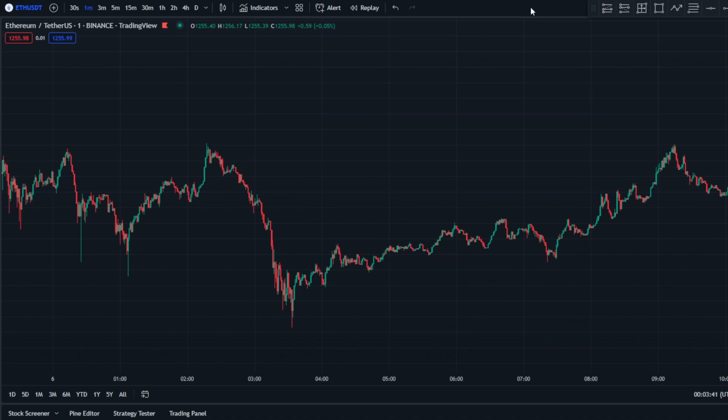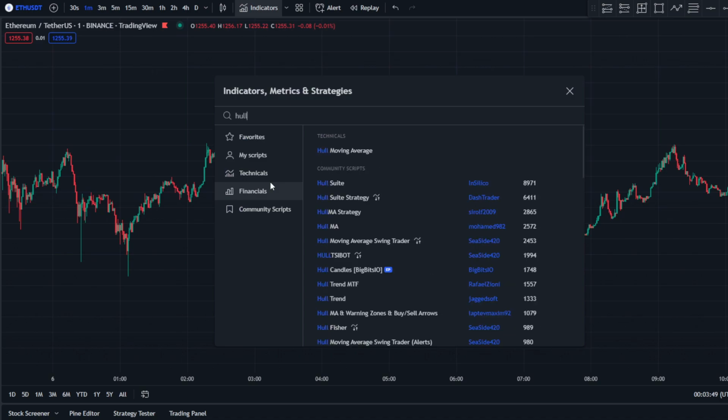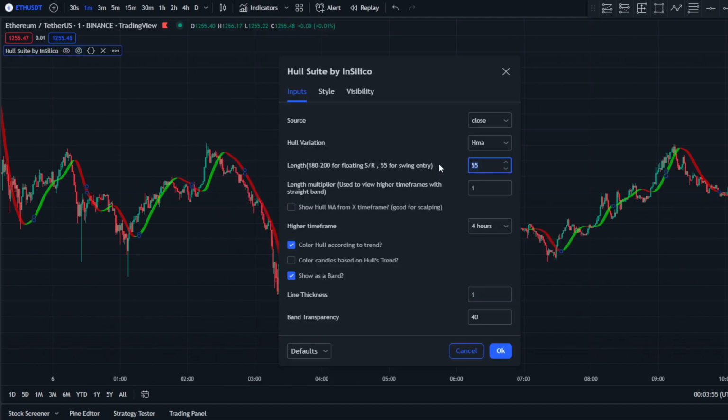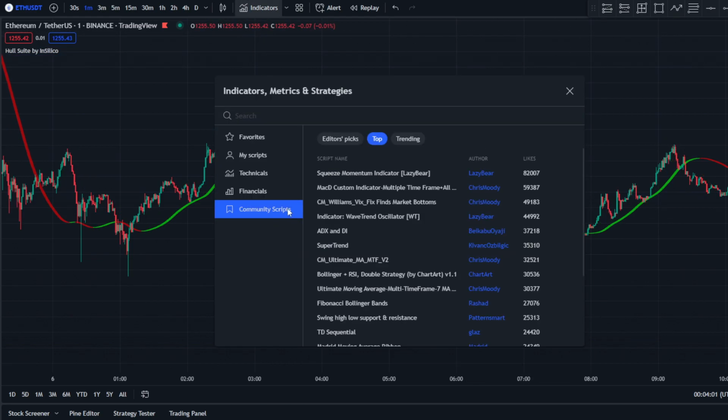So let's head right into this video. First up, we're gonna be bringing in the indicators that we'll be using. First up will be your house sweep. Search up house sweep, you see this under the community scripts by InSilico. Click this, you want to change it to 60 for the length, and you want to change the length multiplier to 3. So that is your first indicator.